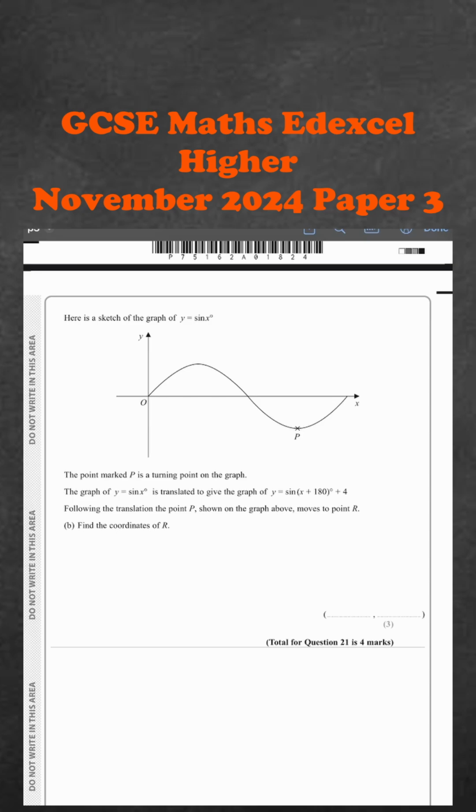Well, P is currently (270, minus 1) by the nature of the sine graph. To get the translated point, you just need to change the x value to be 270 less the 180 that you've already put in the formula here. So that's going to come out as 90. And then for the y coordinate, you're going to do a similar thing. You're going to take the minus 1, but you're going to add the 4 on. And you're going to get 3. So our answer here is (90, 3).